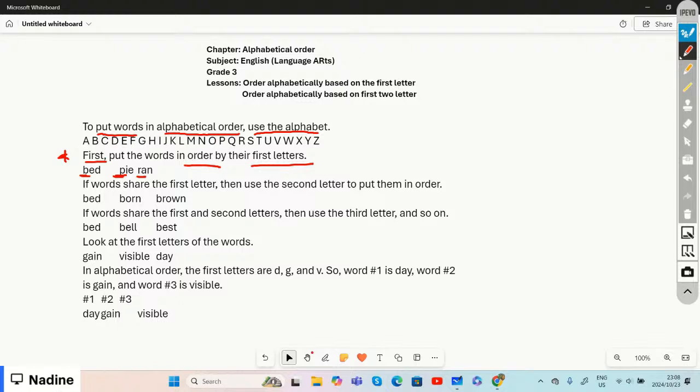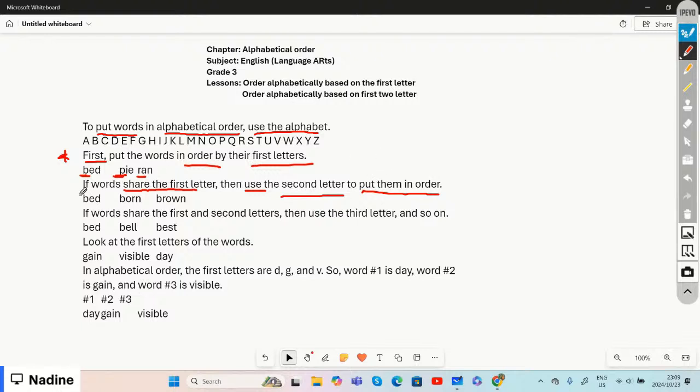Then if the specific words share the first letter, let's say for example, we have words that share the very first letter, we need to put these words in alphabetical order, but the words share the first letter. Then it means that we need to use the second letter and then we need to put them in order. So we use the second letter to put them in order.